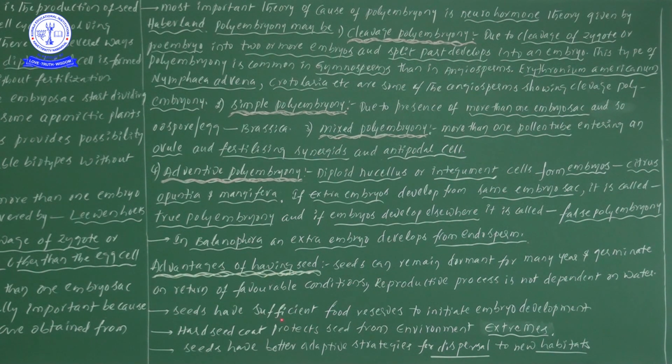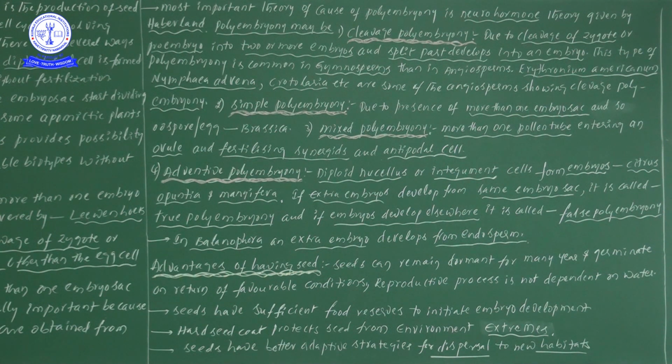Next, seeds have sufficient food resources to initiate embryo development. If seeds are there, we can definitely find the presence of endosperm. And if endosperm is present, then nutrition, the availability of food materials, will be there. When seeds are fully filled with food materials, those food materials help the embryo development.